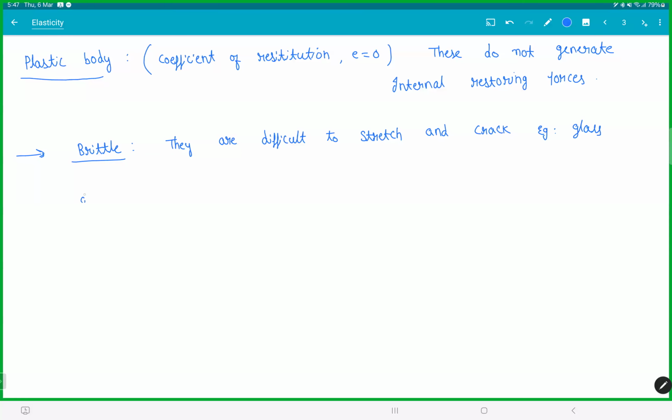Then we have something called ductile. So ductile materials can be stretched easily. Basically, they can be made into thin wires. So these are the kind of materials you use to make electric wires, right? They can be made into thin wires. Example, copper.